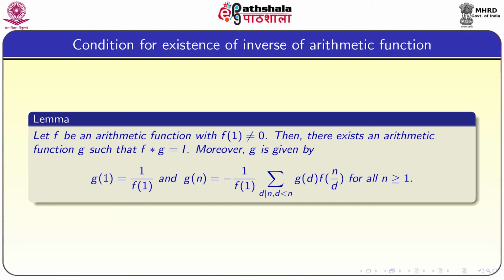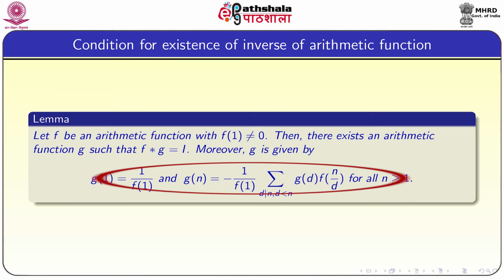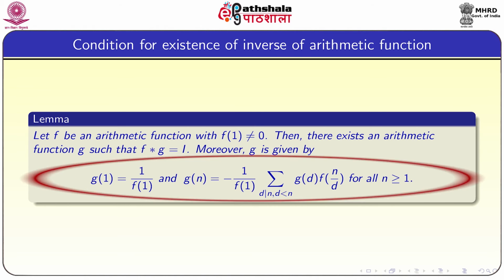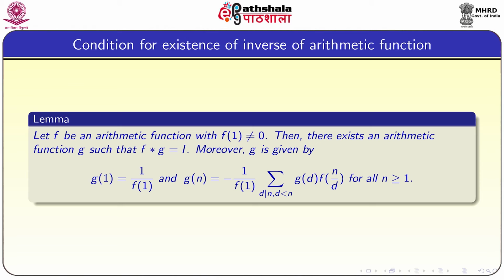That is, the inverse is given as g, so f star g equal to I. Recall that I is a multiplicative identity with respect to Dirichlet convolution product. So, g is inverse of f means f star g should be equal to I. So, the lemma says that let f be an arithmetic function with f of 1 not equal to 0, then there exists an arithmetic function g such that f star g equal to I. Moreover, g is given by g of 1 is simply 1 by f of 1. So, from f of 1 I can get g of 1, and other values can be got recursively.